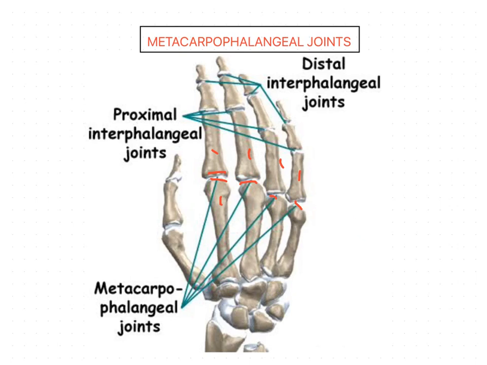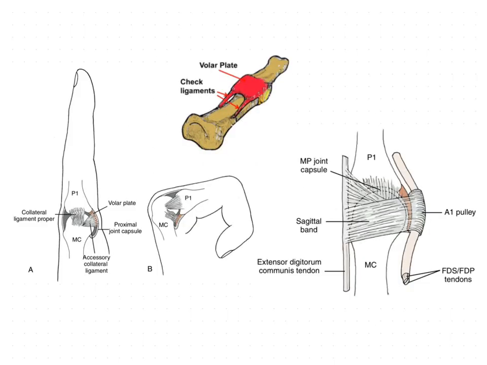We can see the ligaments here in this picture. Yes, this is the volar plate. You can see here, this volar plate is thick and more attached to the phalanx when compared to the metacarpal. This is the volar aspect. This volar plate is replacing the anterior capsule. Now we will see.